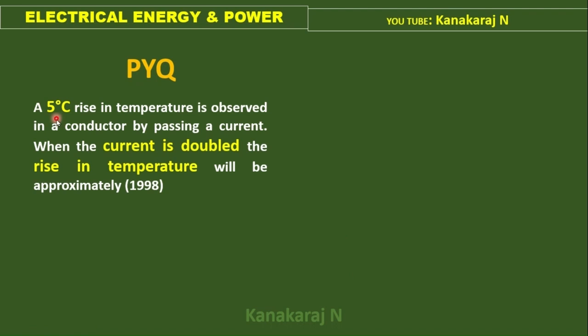A 5 degree Celsius rise in temperature is observed in a conductor by passing a current. When the current is doubled, the rise in temperature will be approximately, right. Here, the 5 degree rise is related with heat, and the current is related with the heat. So those two heats have two different formulas. We have to relate those two different heat formulas.